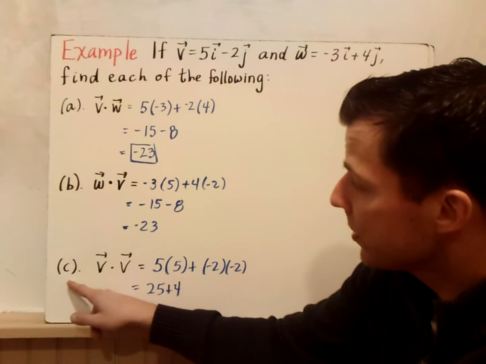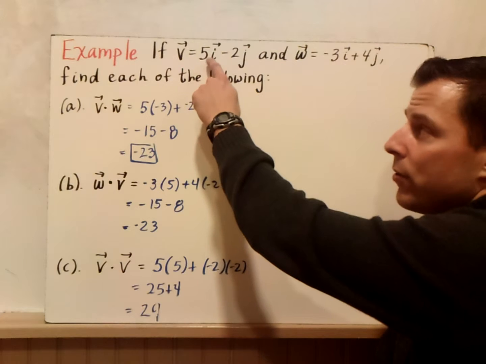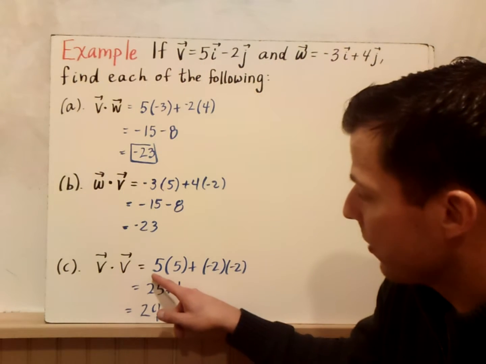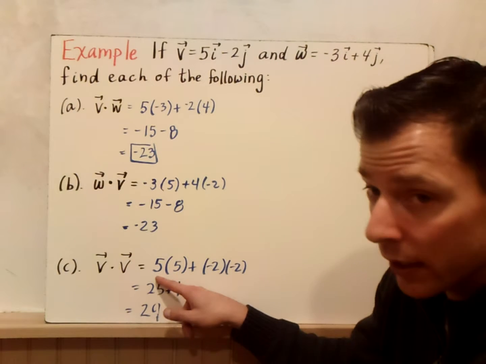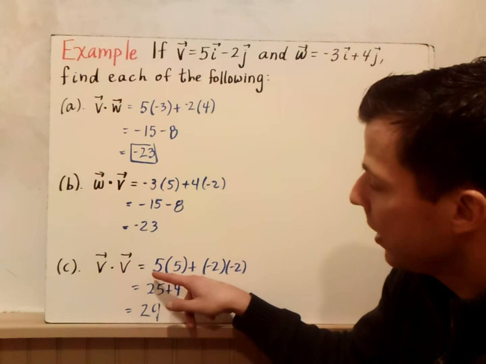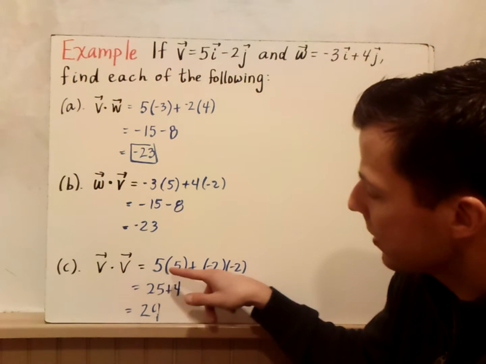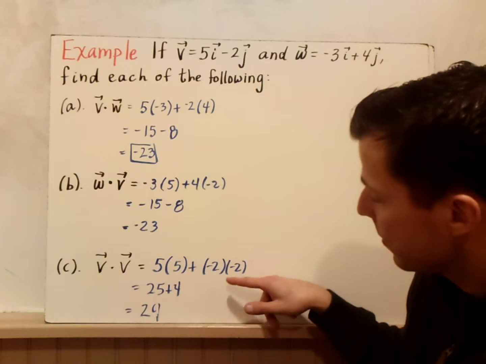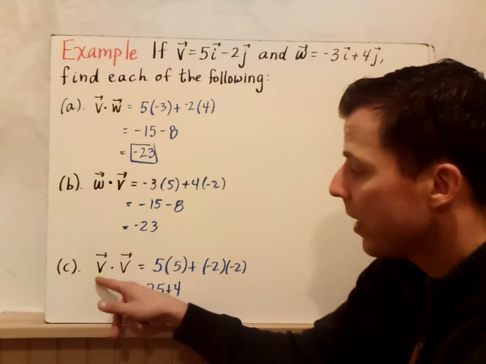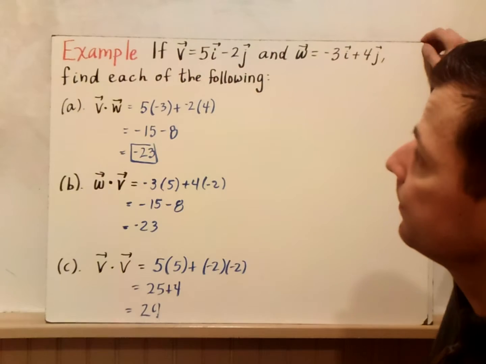Okay, so part C, what is vector v times itself? Well, that's multiplying the a components twice plus multiplying the b components twice. So that's why we have 5 times 5, a1 times a1 plus b1 times b1. I get 25 plus 4, which equals 29. So the dot product of vector v with itself is 29.